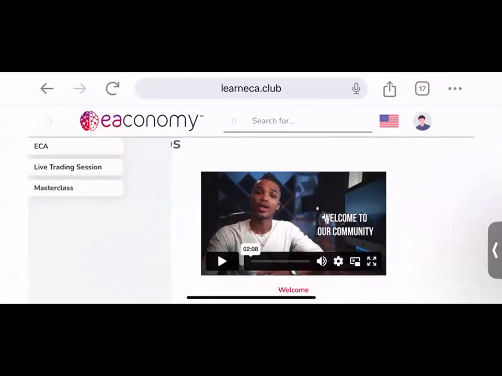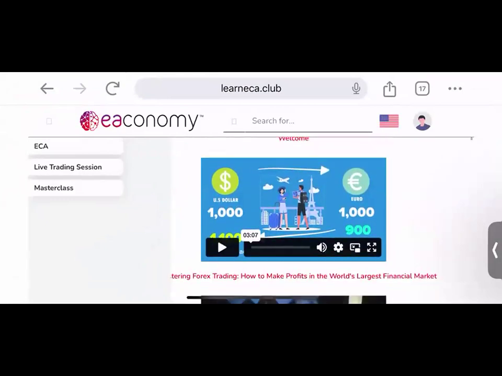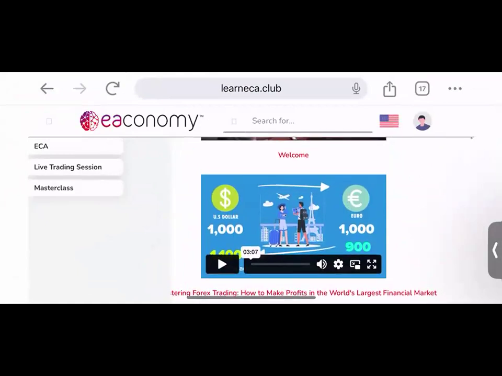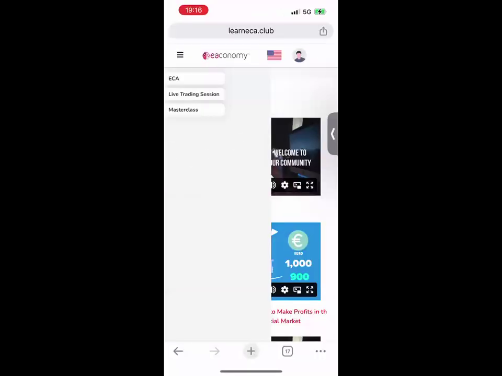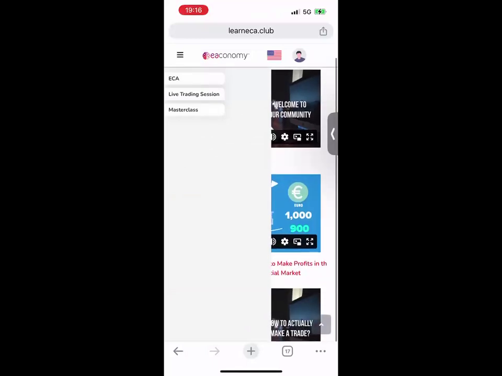No, don't flip your screen. You can actually see the videos without flipping your screen. Just tap on that part. It will phase out the menu bar.